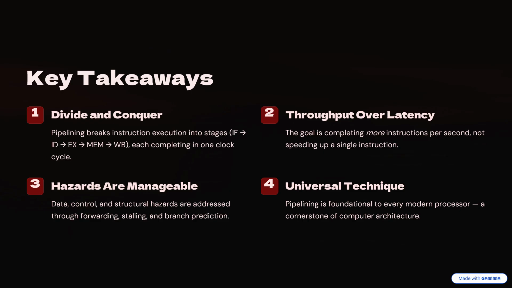Next, the key takeaways. Pipelining is equal to parallel execution technique, improves the throughput, and uses 5 stages. Which are the 5 stages? Instruction fetch, instruction decode, execute, memory, write back. And the hazards are data hazards, control hazards, structural hazards. The solutions for the hazards are forwarding, stalling, and branch prediction.